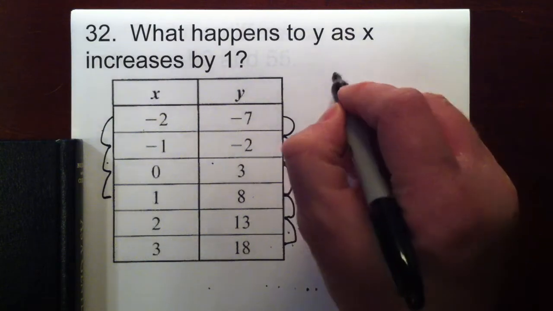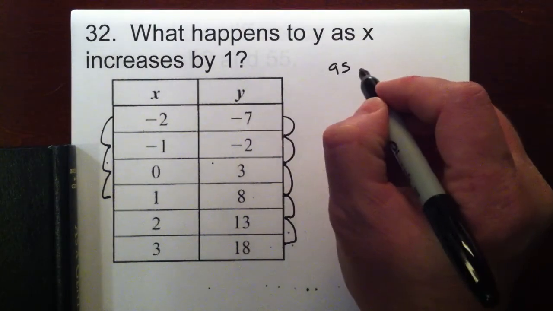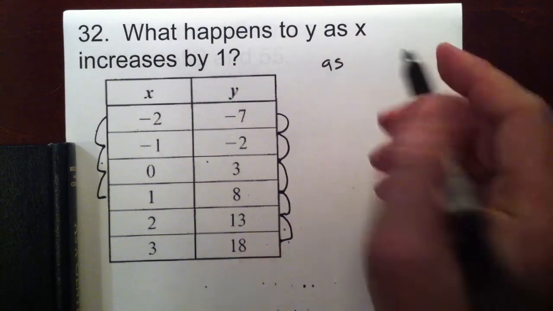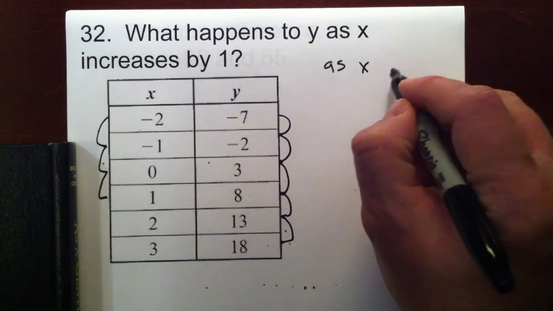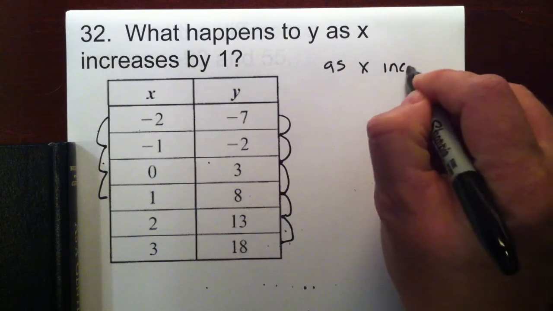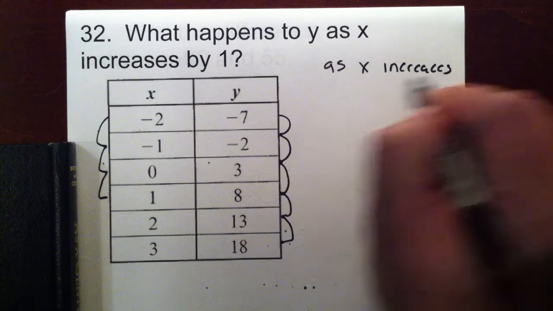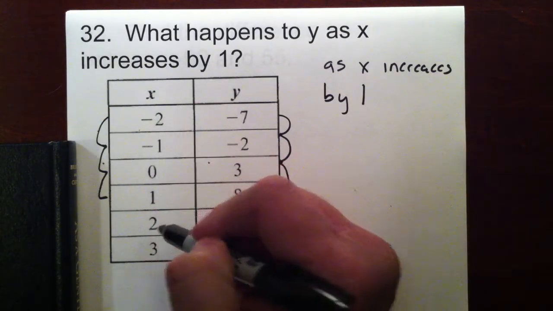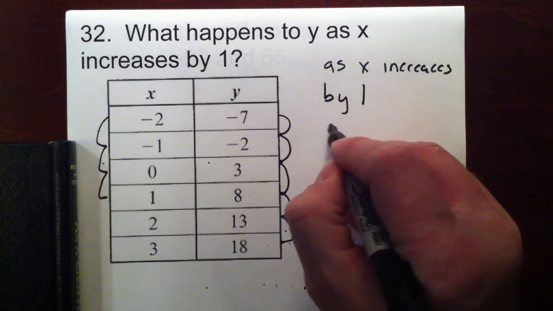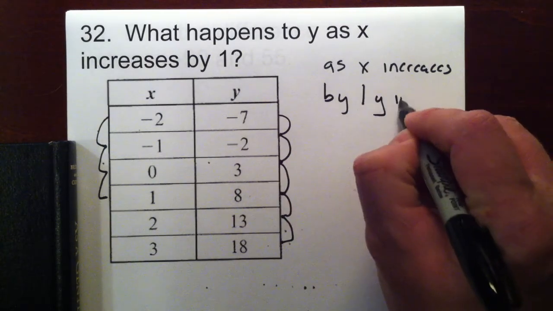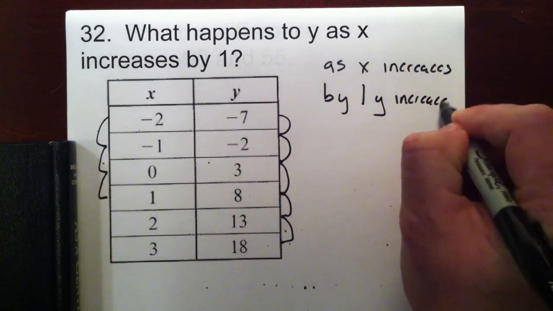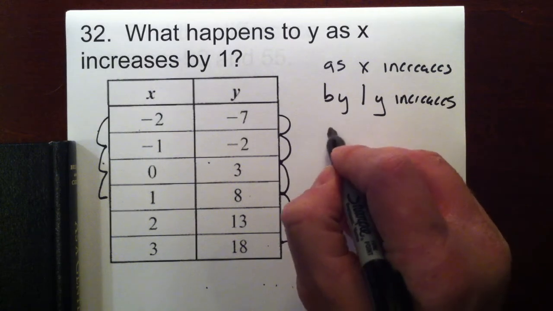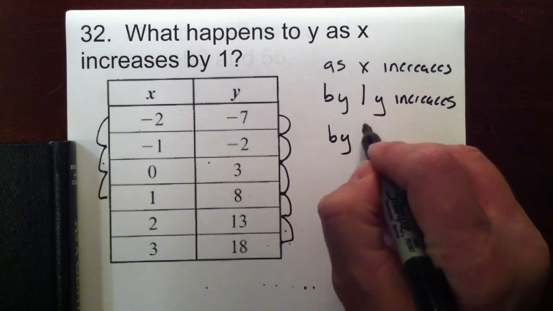So you can say, as x increases by 1, as we have here, y increases by 5.